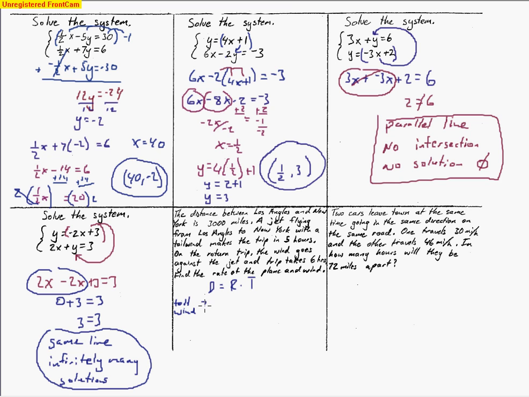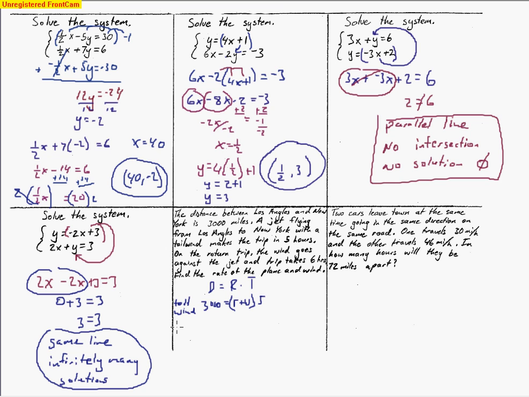So we know we go 3,000 miles, but we go with the tailwind. So we've got the wind speed and the rate of the plane. So R is the rate of the plane, we'll say, plus W, because it's plus because of the tailwind. And how long did it take? With the tailwind, makes the trip in 5 hours. So put a 5 there. And it says on the return trip, we're against the wind, and then the jet takes 6 hours to make the same trip.